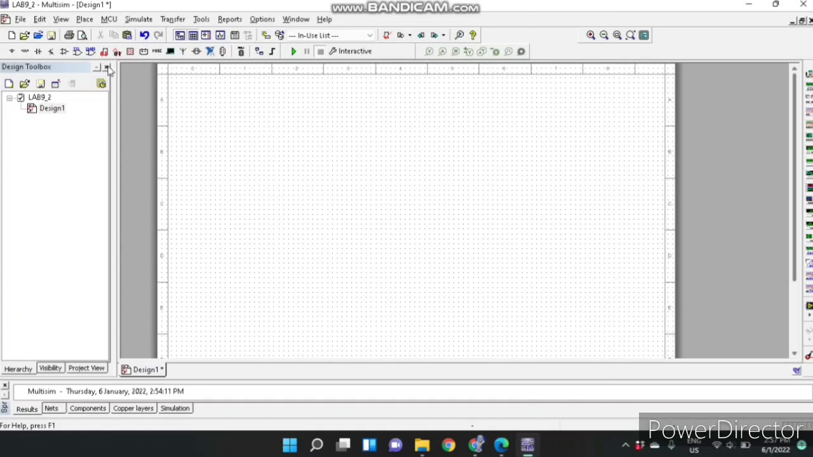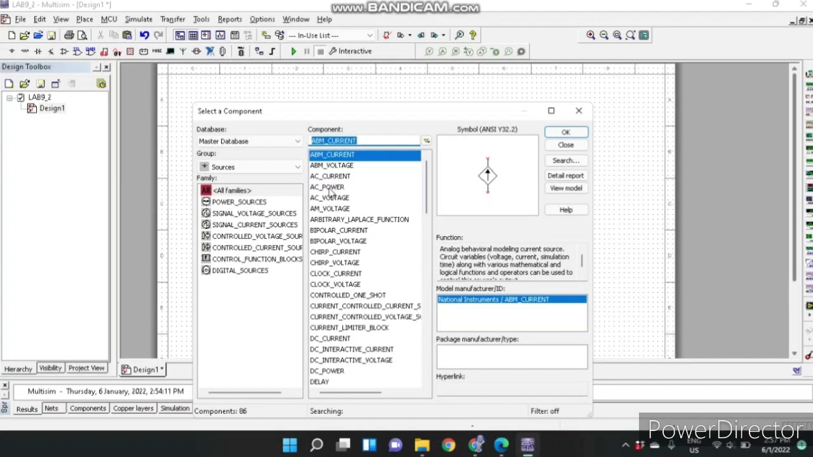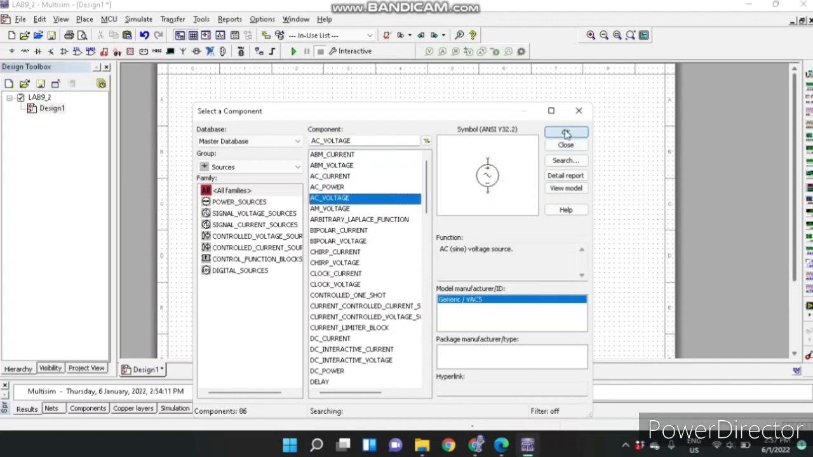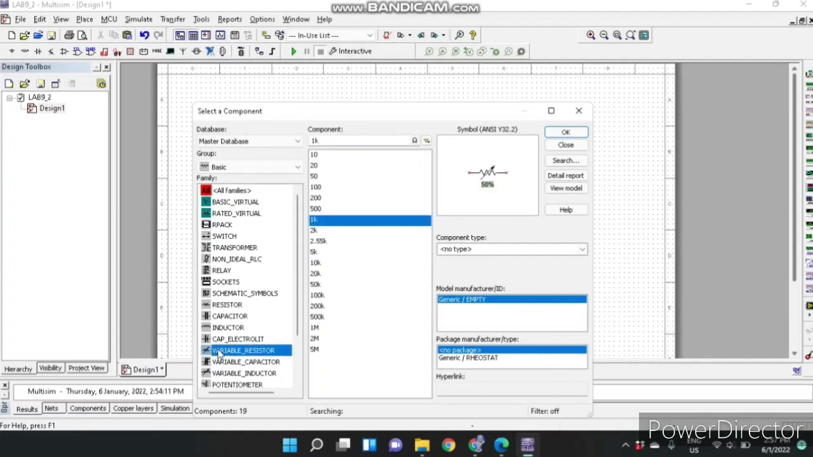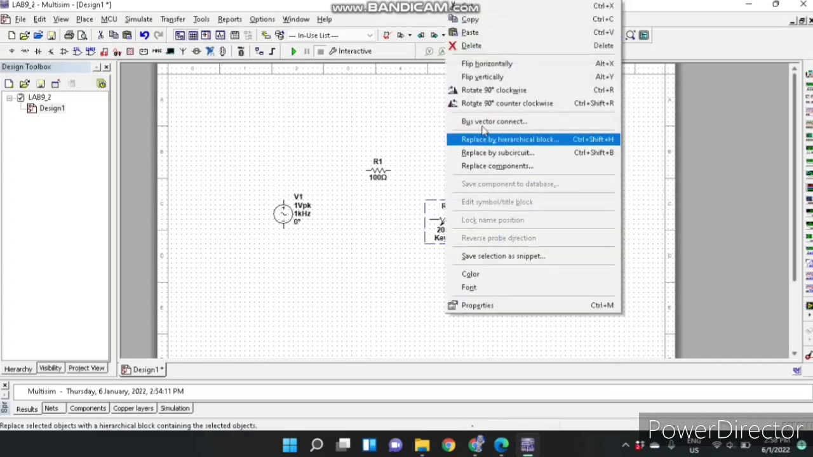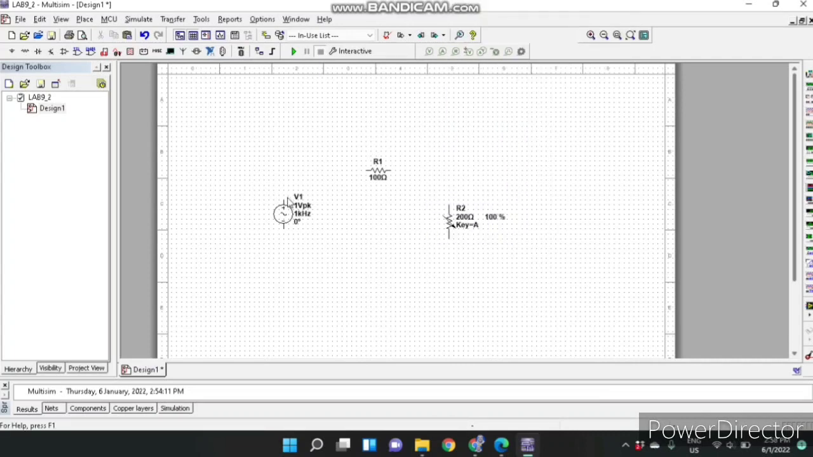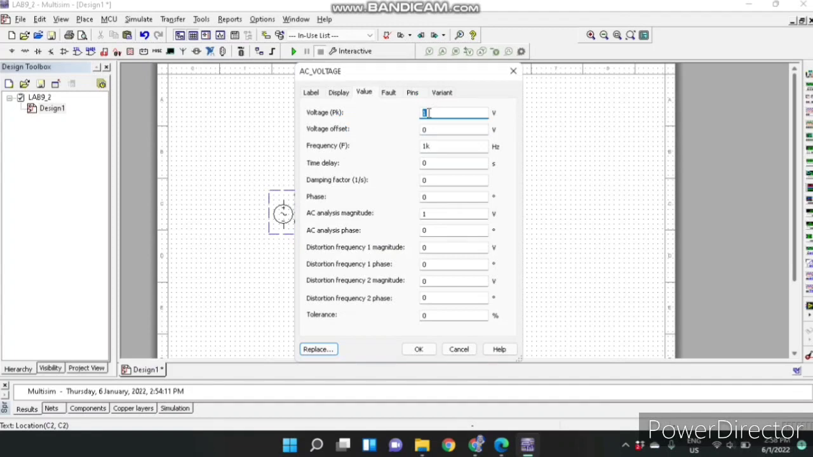Now we are going to put all the equipment for the simulation. We start with the AC voltage for the power supply, and we also put the 100 ohm resistor and the 200 ohm variable resistor. Then we adjust the AC voltage to 14.6 volts and 50 Hz frequency.